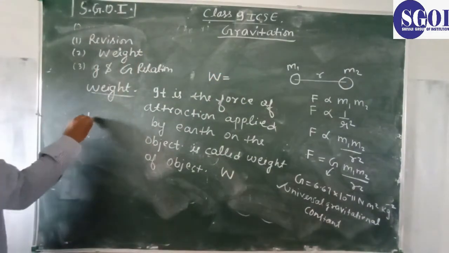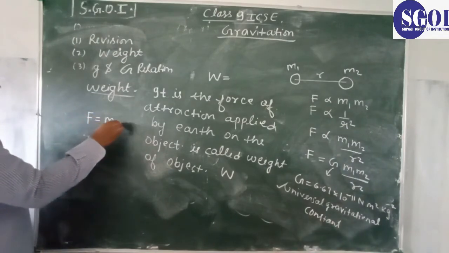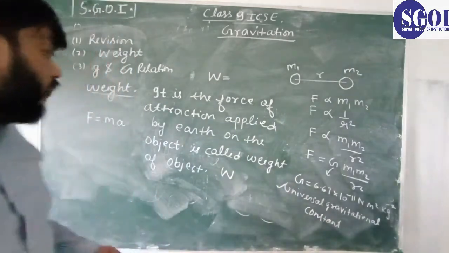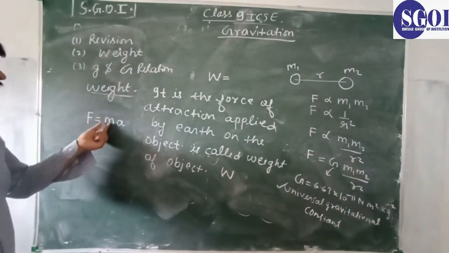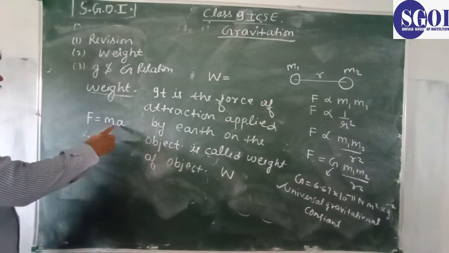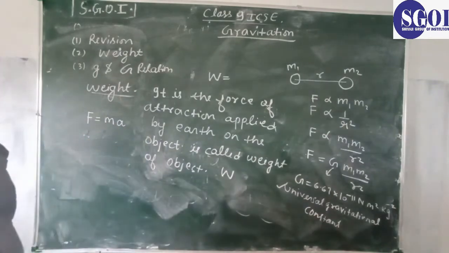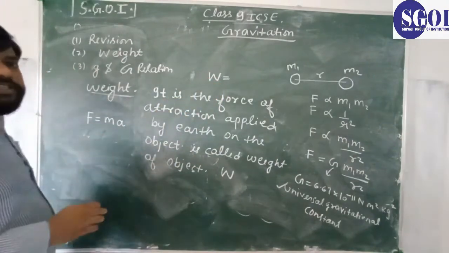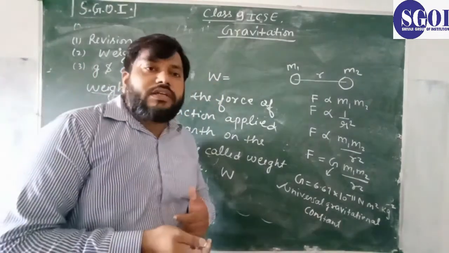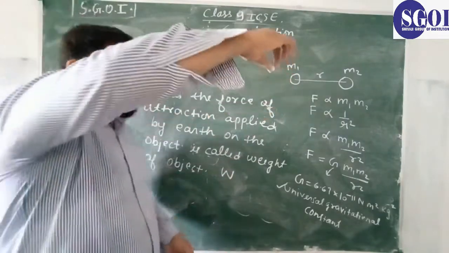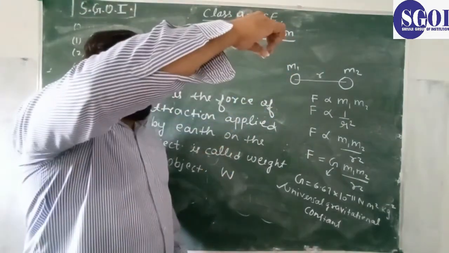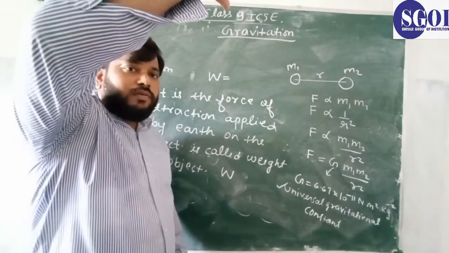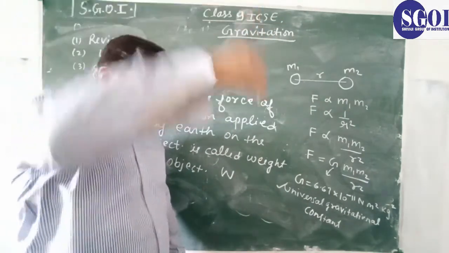You have seen in Newton's second law the formula for force is F is equal to ma, where m is the mass of the object and a is the acceleration of the object. But here, for the weight, acceleration is produced on the object. Suppose I have this chalk and I am holding it, it is not moving. I just take my hand off the chalk, it goes down.